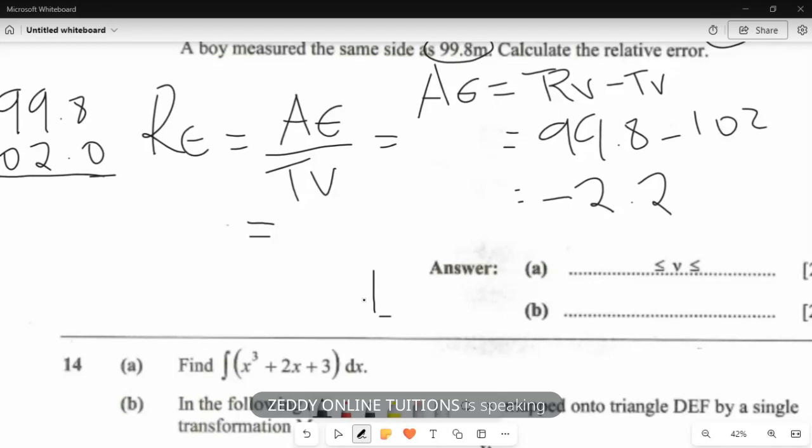So who has found the answer and what is the answer? What is the final answer? Just saying the true value, which is 102 over 2.2. That negative, you can ignore it. I think it will still be marked.